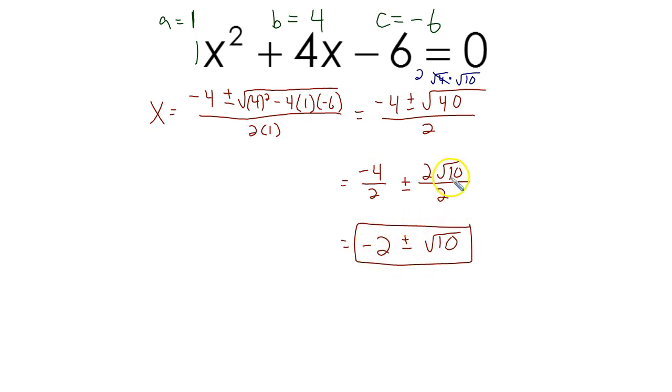But the 10 is stuck. Unless there was a radical in the bottom, we can't do anything with it. So we end up with negative 2 plus or minus root 10 as our solution. Remember that this is two solutions. It's really negative 2 plus root 10 and negative 2 minus root 10. And these two solutions happen to be irrational because of the square root of 10, since we can't simplify it any further. So we just have to leave it with the root as part of the answer.